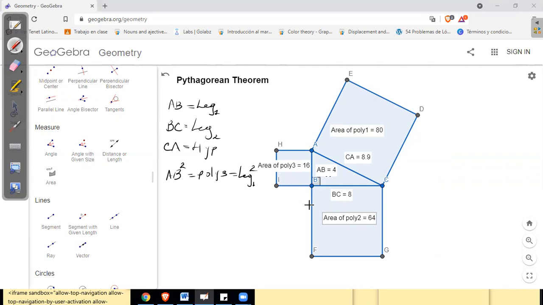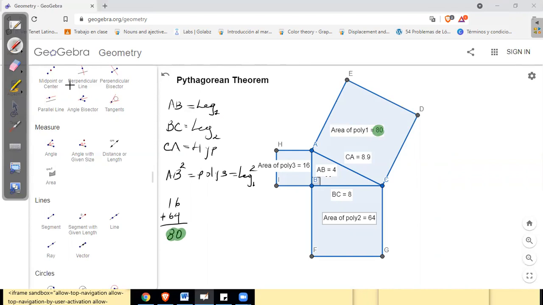I'm going to check it. I'm going to add the area of poly 1, that is 16, plus the area of poly 2, that is 64. 6 plus 4 is 10. I have 1. 6 plus 1 is 7. I have 1, and this is 80. And as you can see, this area is the same as this.